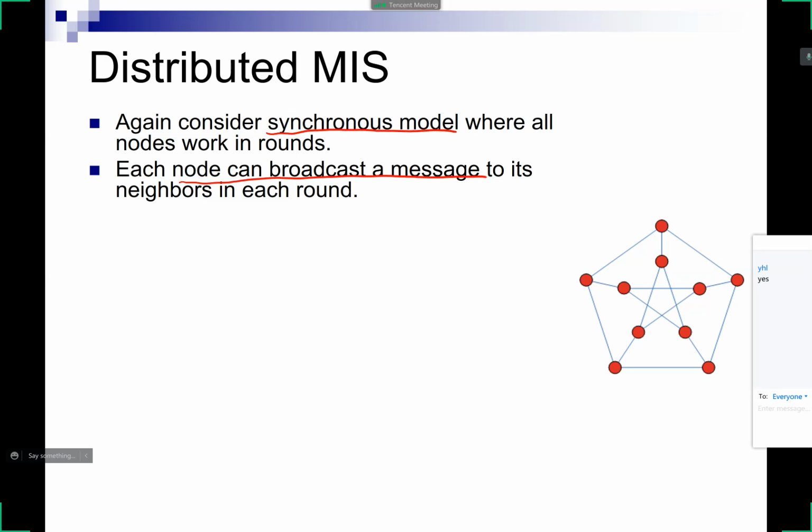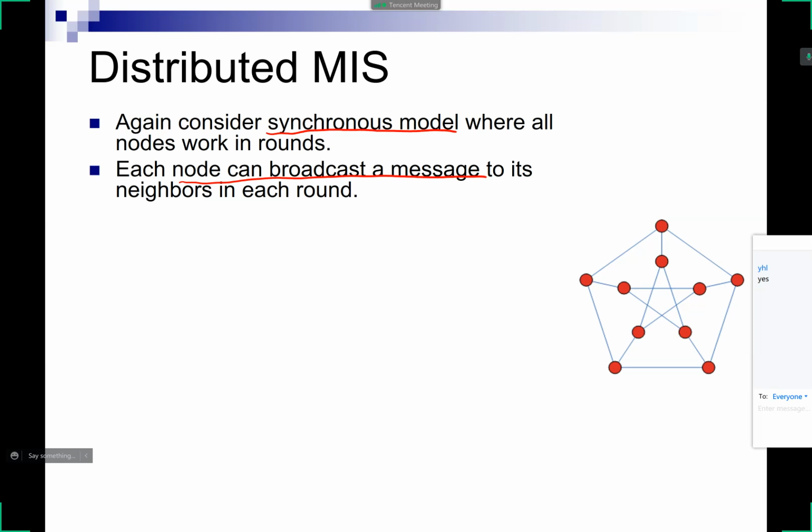The reason we're making this assumption is because last time we looked at this algorithm for contention resolution, which basically allows a group of nodes to all send messages to each other. But that took several rounds to complete. It took basically a logarithmic number of rounds to complete in the previous contention resolution problem.